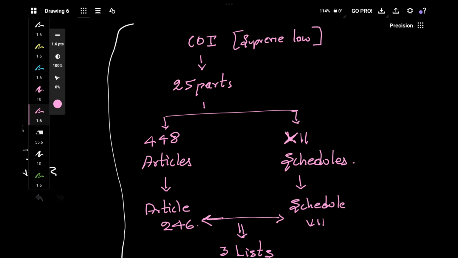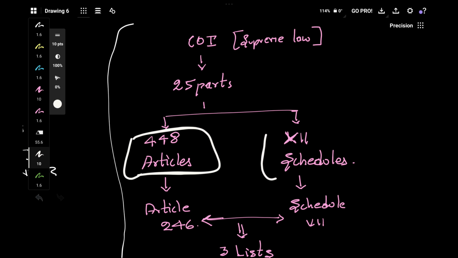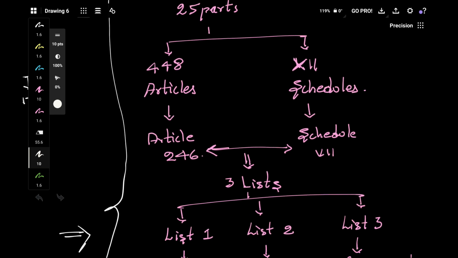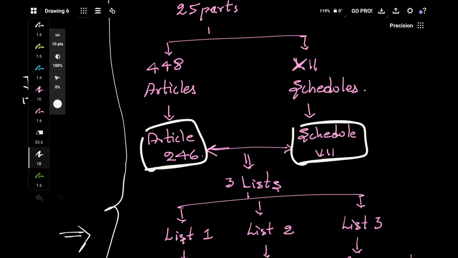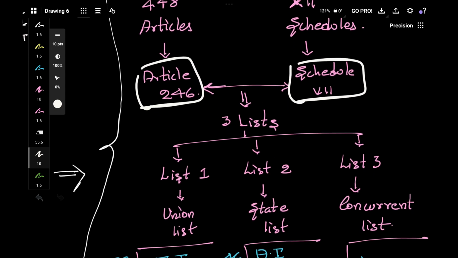In the Constitution there are 25 parts, and these 25 parts are divided into 448 articles and 12 schedules. Okay, so in this there is Article 246 and Schedule 7. Both together give 3 lists. What are those 3 lists? List 1, list 2 and list 3.